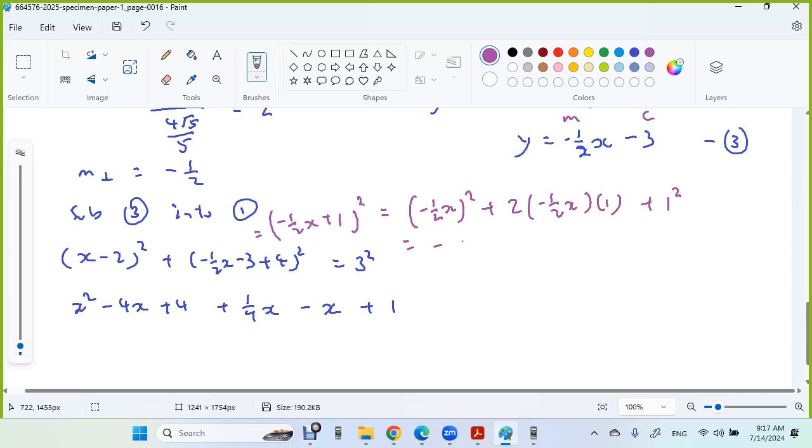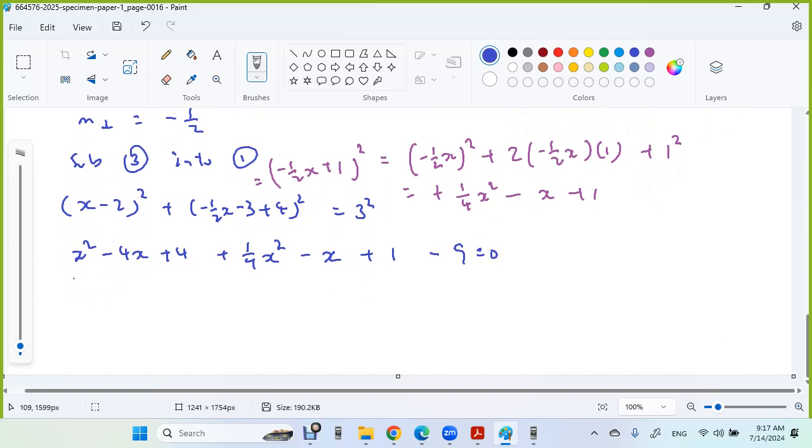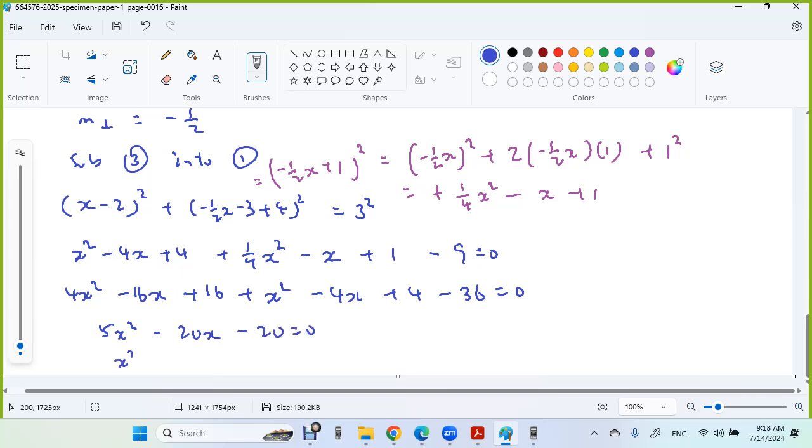Then it will be 1 over 4 x squared, minus x, plus 1, minus 9 equals 0. So multiply everything by 4, then we have 4x squared minus 16x plus 16 plus x squared minus 4x plus 4 minus 36 equals 0. Then we have 5x squared minus 20x minus 20. So x squared minus 4x minus 4 equals 0.